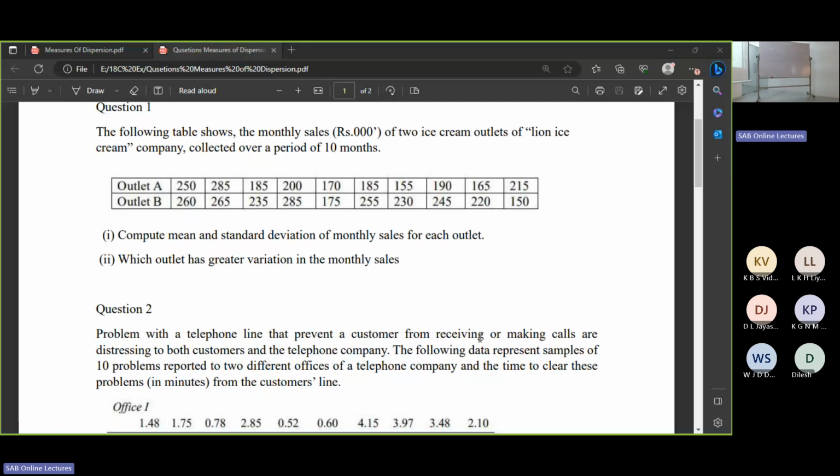Then which outlet has the greater variation? Outlet A. The reason is the CV value is higher in outlet A than in outlet B. Therefore we can say outlet A has the greater variation in the monthly sales. Which outlet is more consistent? Outlet B, right? The CV value is less in outlet B than in outlet A. Then we can say outlet B is more consistent than outlet A. Now clear?